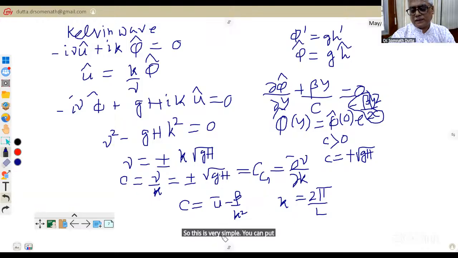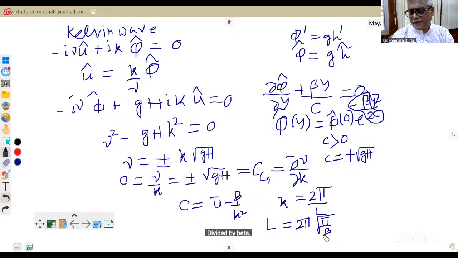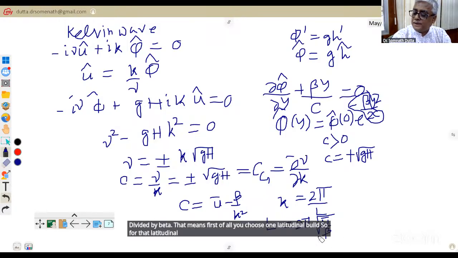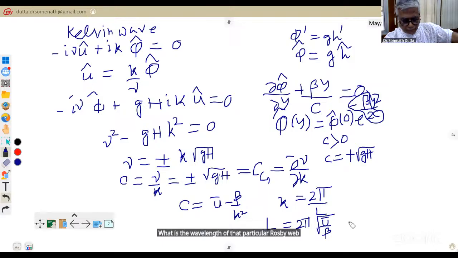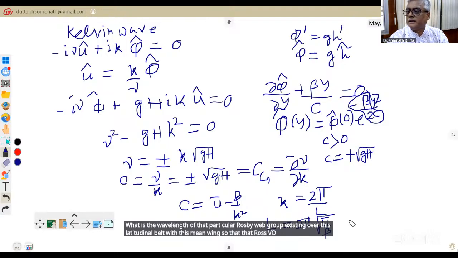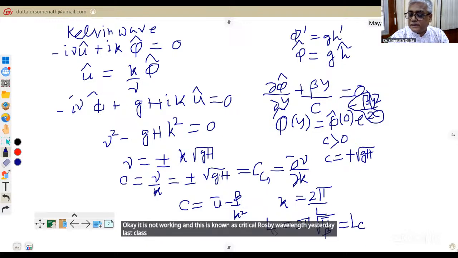If you put it here, you may find that L is equal to 2π under root of U bar divided by β. That means first you choose one latitudinal belt. For that belt you can find out β, and in that belt you can find out the zonal mean wind. Accordingly, we can find the wavelength of that particular Rossby wave group existing over this latitudinal belt with this mean wind, so that the Rossby wave is stationary. It is not moving, and this is known as the critical Rossby wavelength. Yesterday, last class, I was discussing L is equal to Lc.